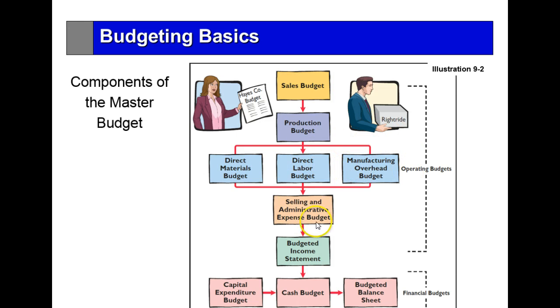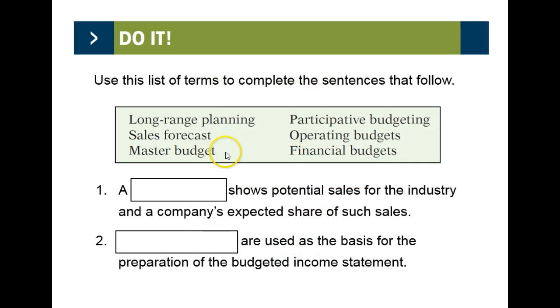And then from there, we need our selling and admin budget. And then from there, based on what our income statement we plan to have look like, we've got to come up with some financial budgets to make it all happen. If you don't have money, you can't do much, right? So we need to make sure we have the resources in place to be able to fulfill these operating budgets.